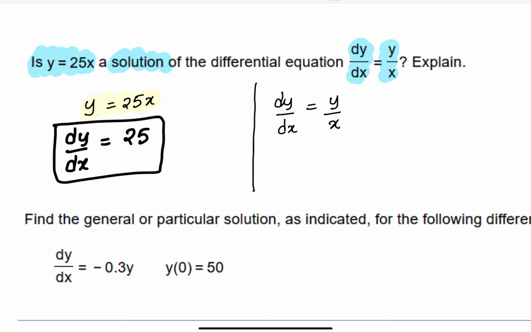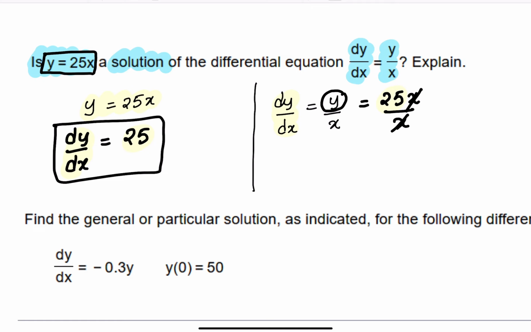I can go ahead and change my y. What is my y? My y is 25x. So I'm going to replace my y with 25x divided by x. X and x cancel. And if you look closely, dy by dx is 25 here, dy by dx is 25 here. So they are the same.